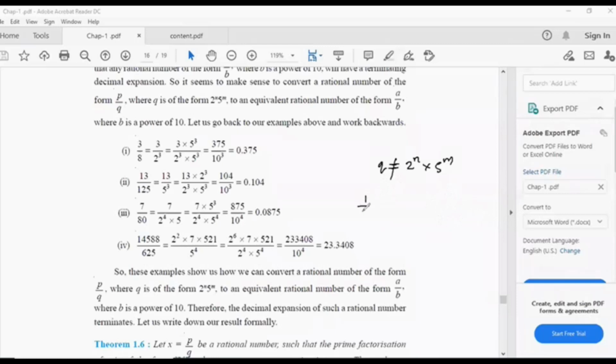For example, 1 by 3. What's the denominator? The denominator is 3. The prime factorization of the denominator 3 is 3 itself, because that is itself a prime number.